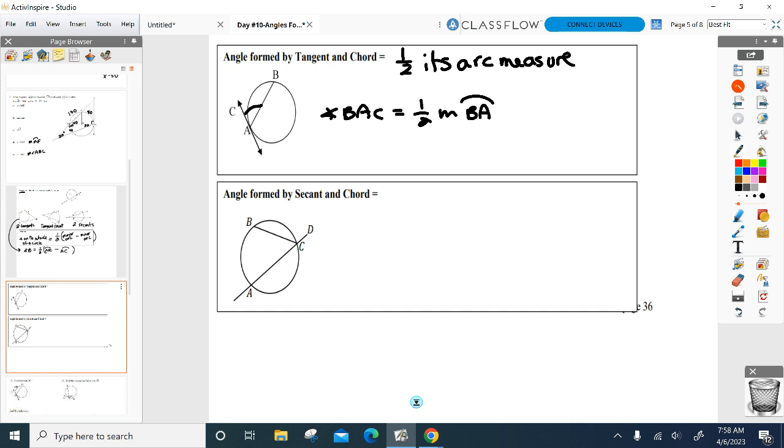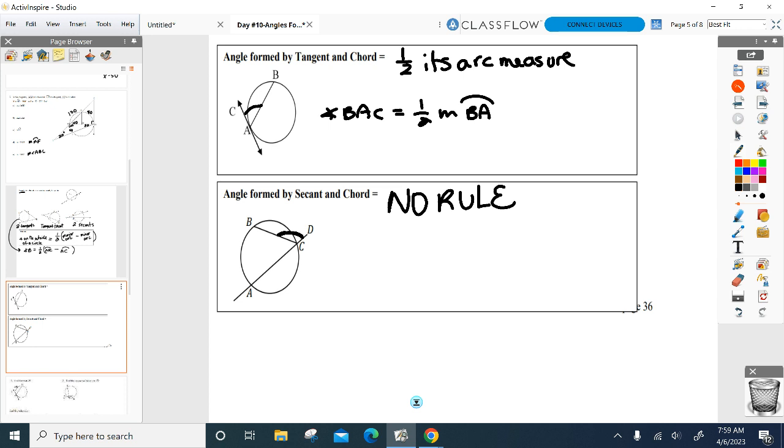All good? And wait till you're surprised for this next one. How do I find an angle formed by a chord and a secant now? This one? Oh boy. I don't have a rule for you, but I'm still going to ask you to find it.